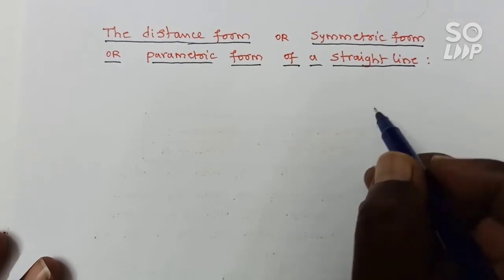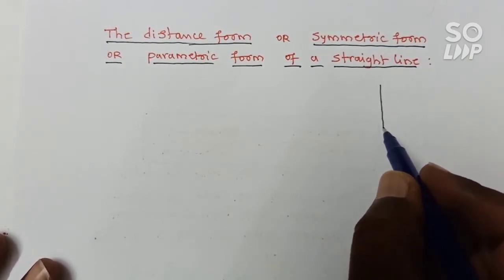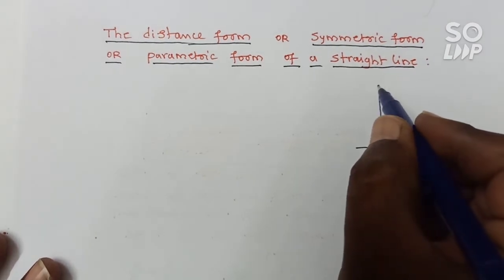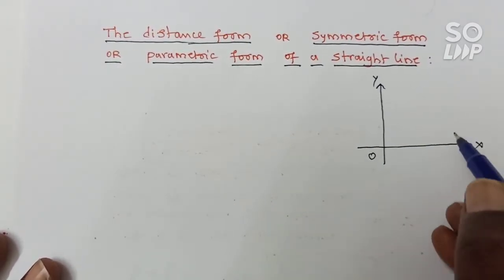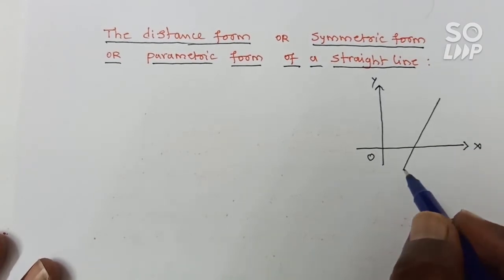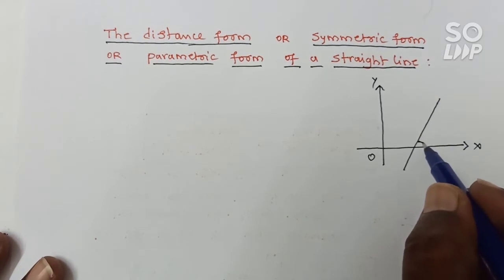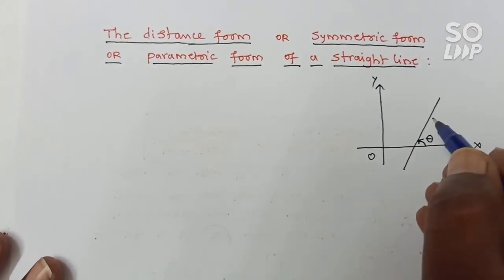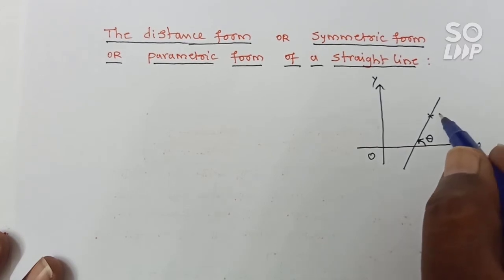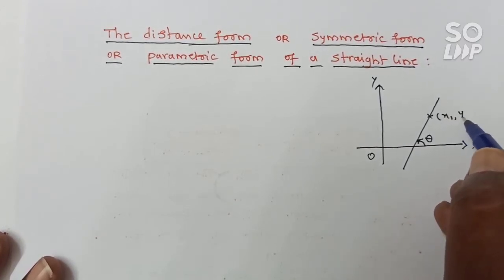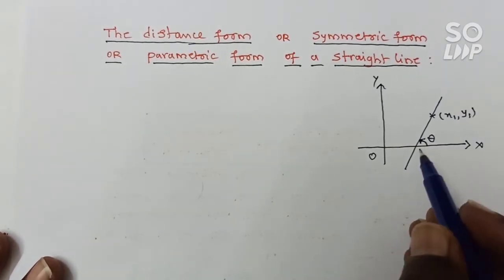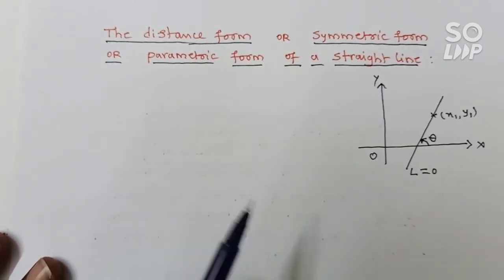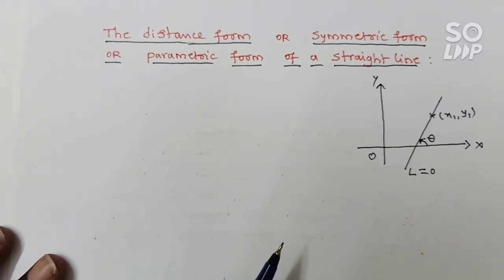Now, suppose you take the xy plane. If any line makes an angle theta with the positive x-axis in the anti-clockwise direction, and passes through a point x1 comma y1, then how can we write it in the symmetric or parametric form? Symmetric or parametric form, right?